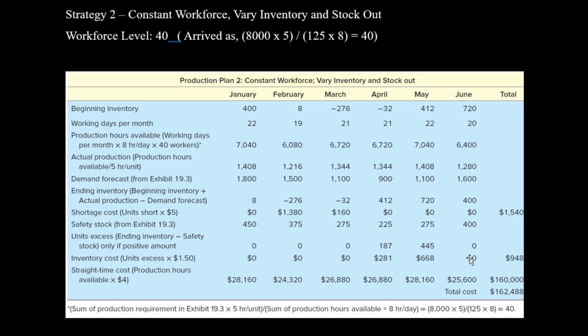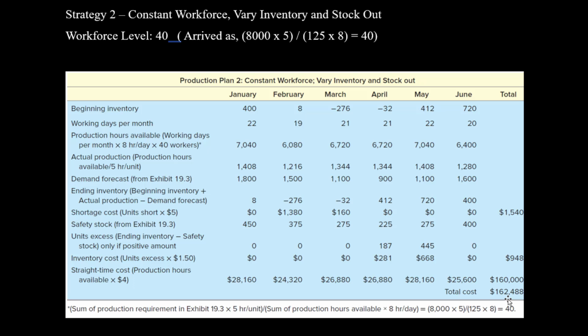So this is our total calculation here. The shortage cost total for the 6 months is 1540. The inventory carrying cost will be 948. Straight time cost will be 160,000. So the total is 162,488. So strategy 2 calculations are over.